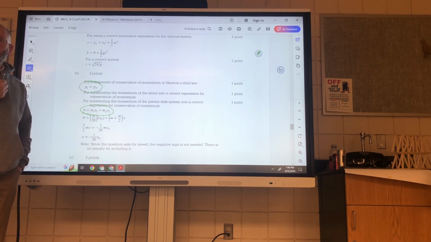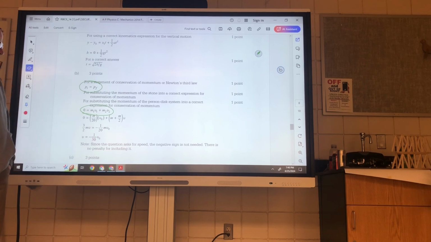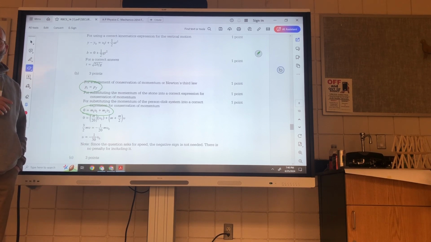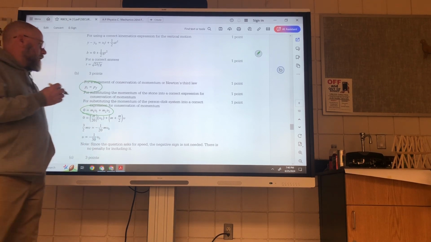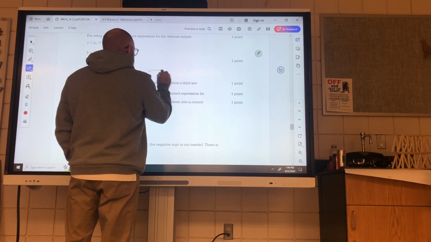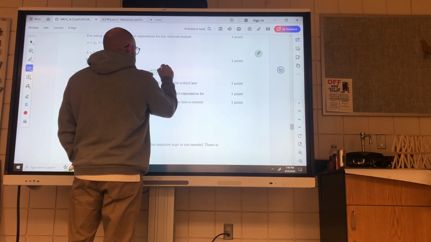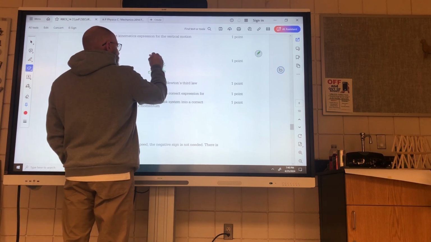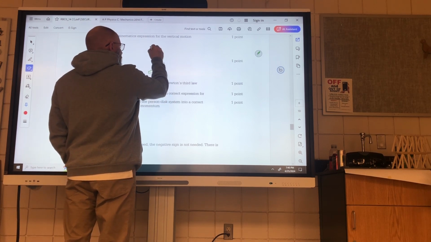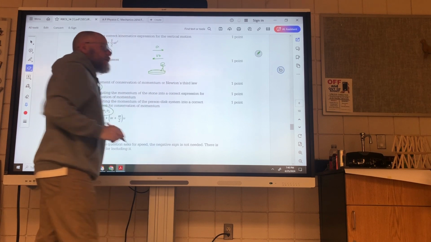When you substitute back in for C, would you have to know what the sign is from B? Because they're asking for speed in B. What you need is to know that whatever direction the initial velocity was, the acceleration is in the opposite direction.